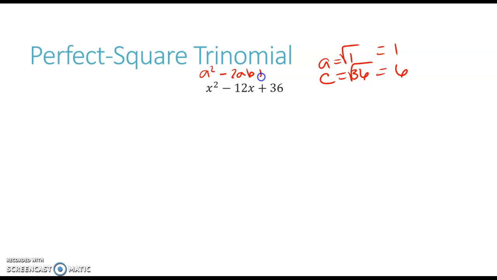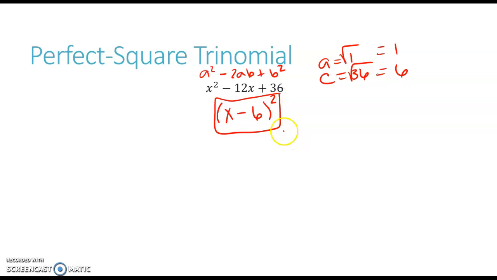So from here, I just put my set of parentheses. I take the square root of a, which in this case is 1x or just x. My middle sign here is going to match the middle sign there, so it's going to be minus, and then the square root of 36 is 6. And then I just put a square on the outside of my parentheses, and that is done.